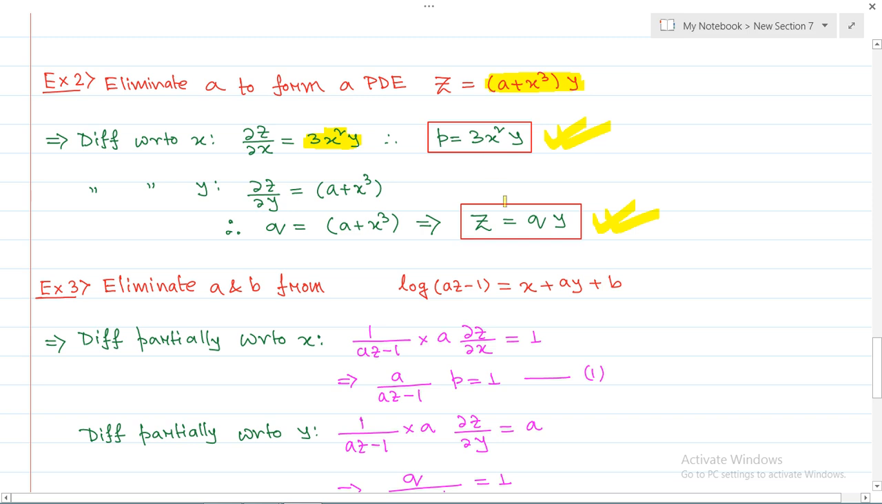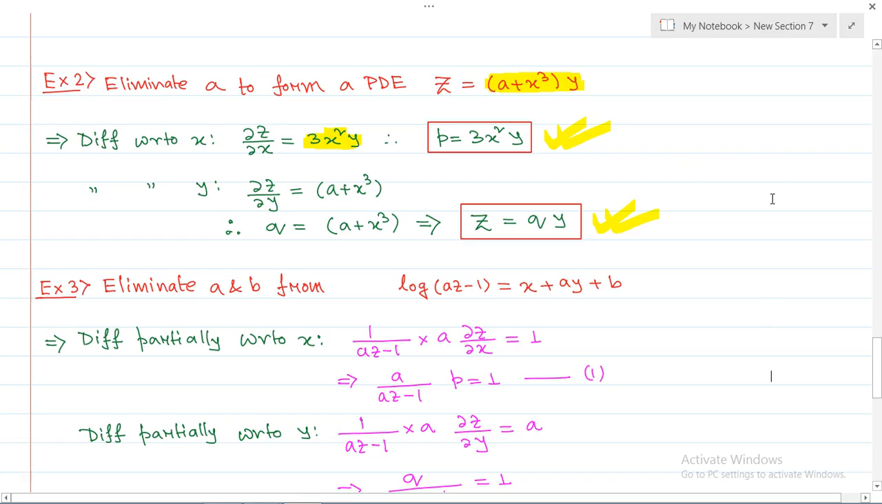So here we are having two partial differential equations. Both are of first order. Why are we having more than one partial differential equation? Because the number of arbitrary constant is exactly 1, but the number of independent variable is exactly 2. Now we come to some more cases.